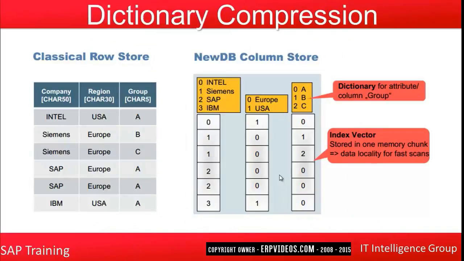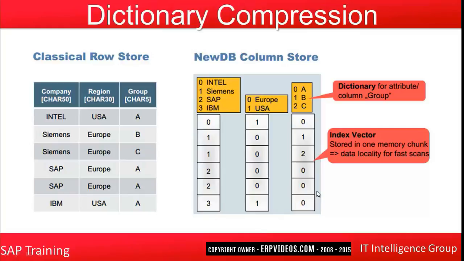Now here is an example of the other aspect, which is dictionary compression, how the compression takes place in the HANA database. You can see this is your classical row store. You have these three columns and these are the different rows present here. This is your column store. In the column store, it is read like one complete table.